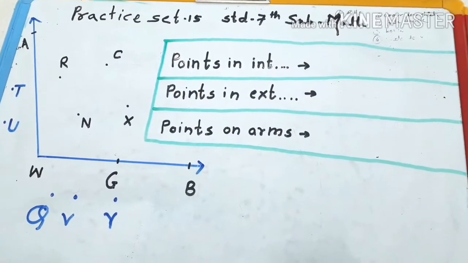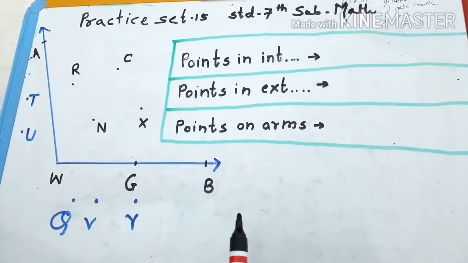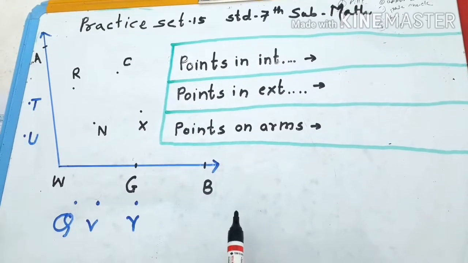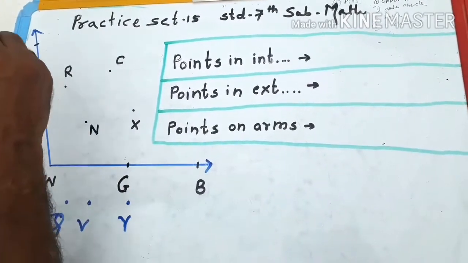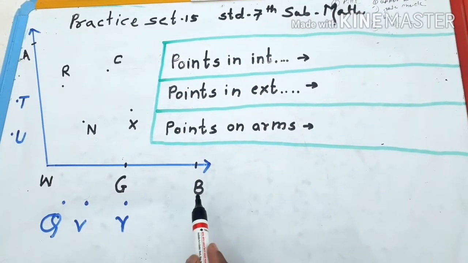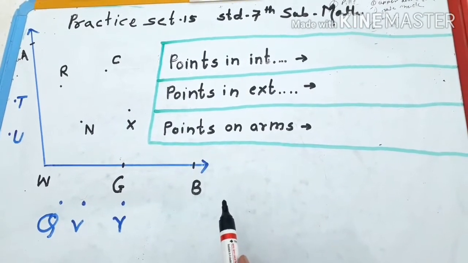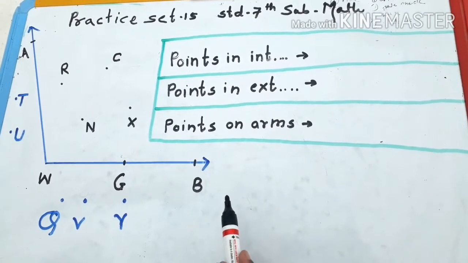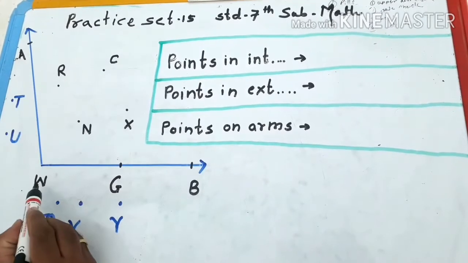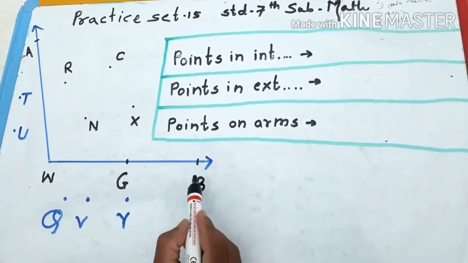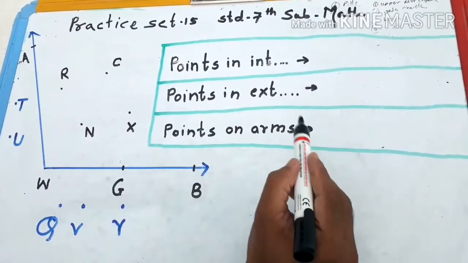So today we will see practice set 15, standard 7th, subject math. Here is angle number 1. According to this angle we have to complete this table. The question is: observe the figure and complete the table for angle AWB. Observe this figure and complete this table.